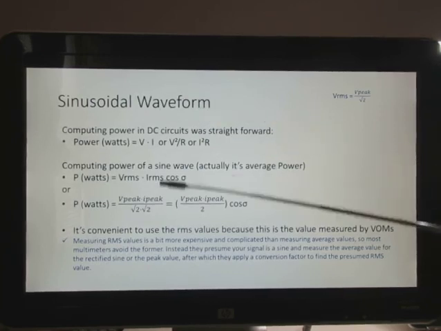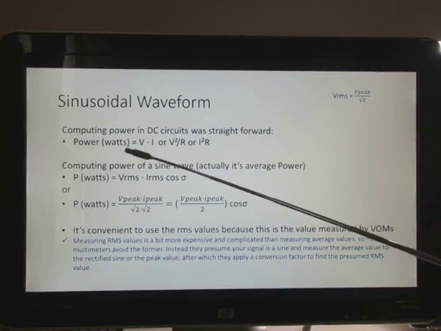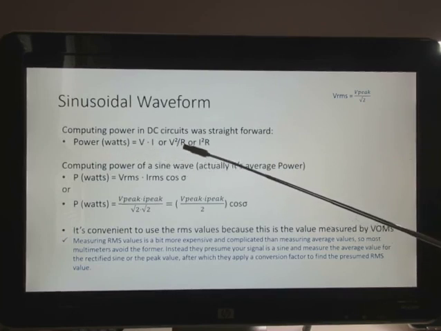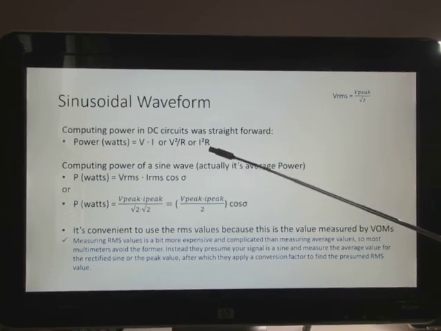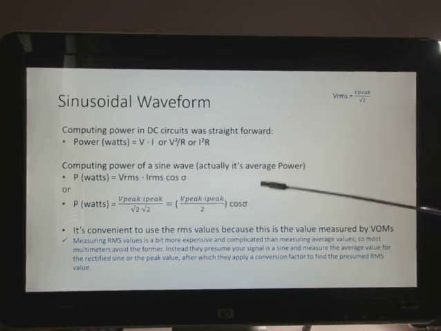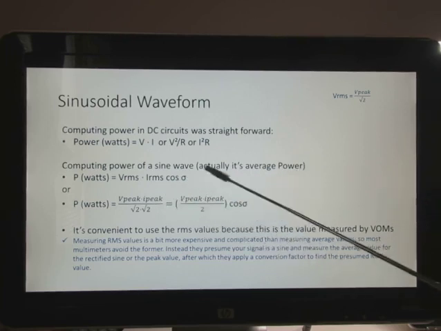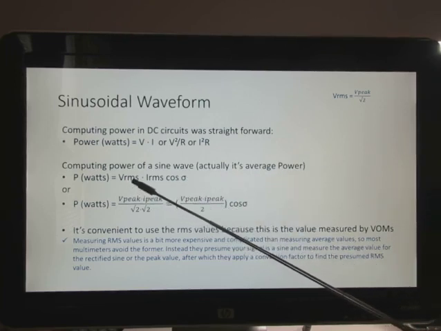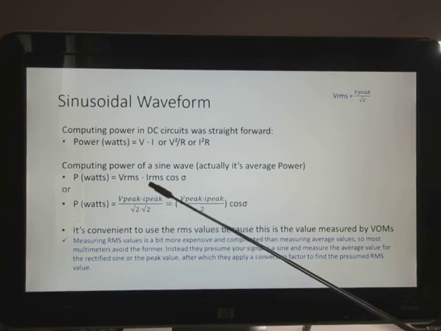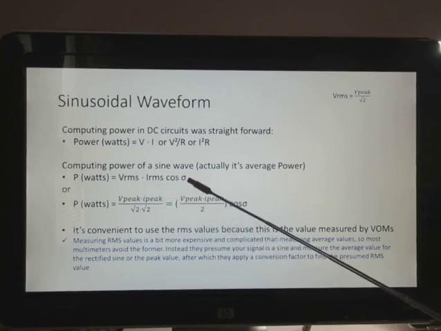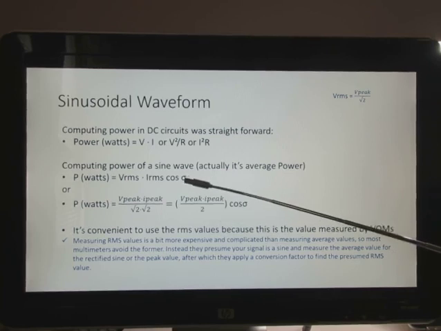Now, just go over these. In DC, power is volts times current, volts squared over resistance, or I squared R. When we compute power for an AC sine wave, it gets a little more complicated. It's actually the average power. And we use RMS here, voltage RMS times the current RMS times the cosine of the angle. Now, if it's a purely resistive circuit with a resistive load, it would be a cosine of 0, which gives you a value of 1, so it'd be transparent here.